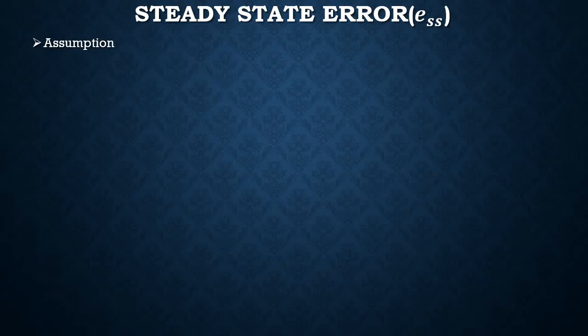Now the second thing: how do we calculate the error? When we calculate the error of the system, it is equal to the reference input given to the system minus the actual output we get at the output. This is the actual response and this is the reference command given to the system. Whenever we are going to find the steady state error, we take the limit as t tends to infinity of e(t). This is the steady state error.